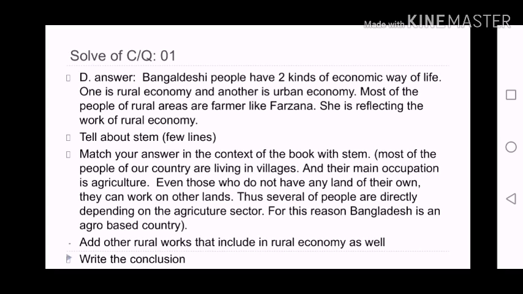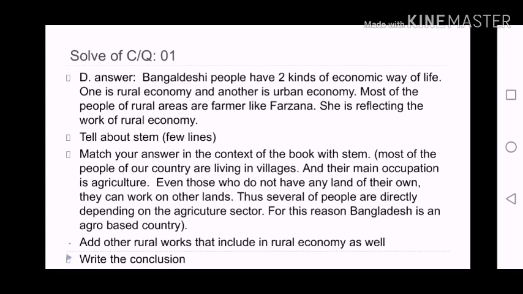Bangladeshi people have two kinds of economic way of life. One is rural economy and another is urban economy. Most of the people of rural areas are farmers like Farzana. She is reflecting the work of rural economy. By saying this, you are covering your knowledge-based idea for answering the question.